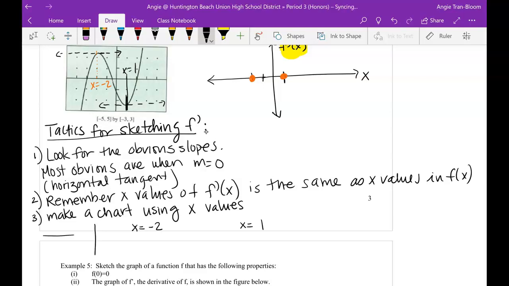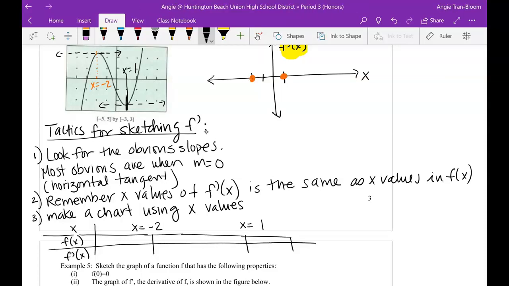I'm going to make a chart here. Just like that. I'm going to call this x value, and I'm going to have f of x, regular f of x. I don't need a lot of space, and this is f prime of x. And I'm going to call this left. So over here is the left side of x equals -2. Over here is in the middle, and over here is on the right side of x equals 1.